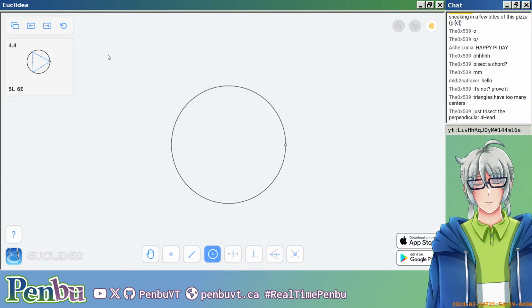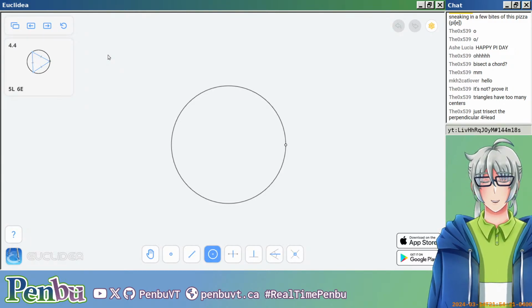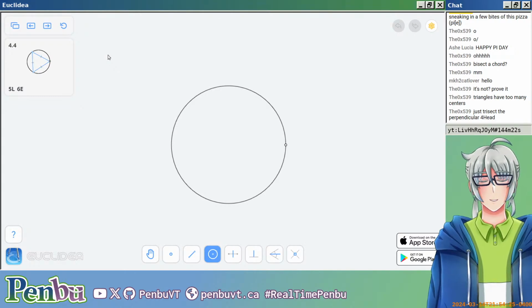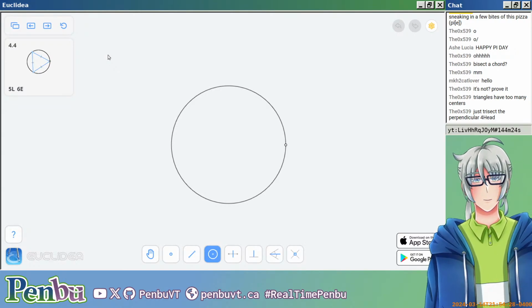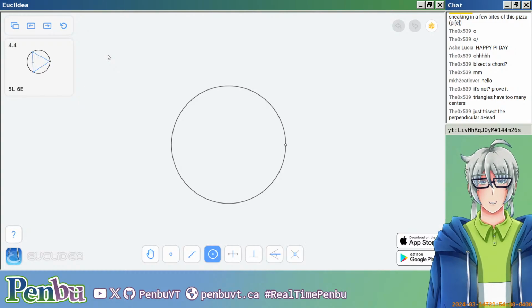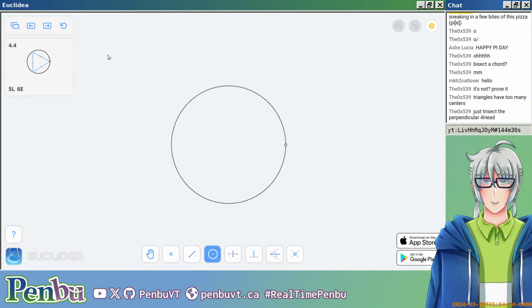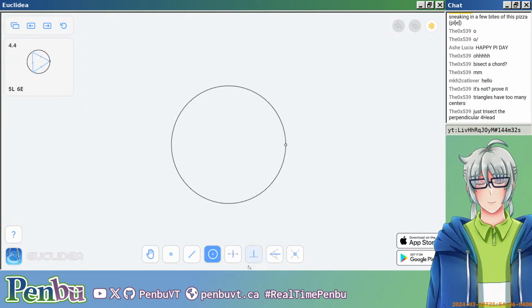How do you do this in 5? Or how do you do this in 6? I don't know. For me, I think we need to find the center first. But to do that, we would have to bisect the circle, and that already takes up a whole lot of tools. We're gonna move on.